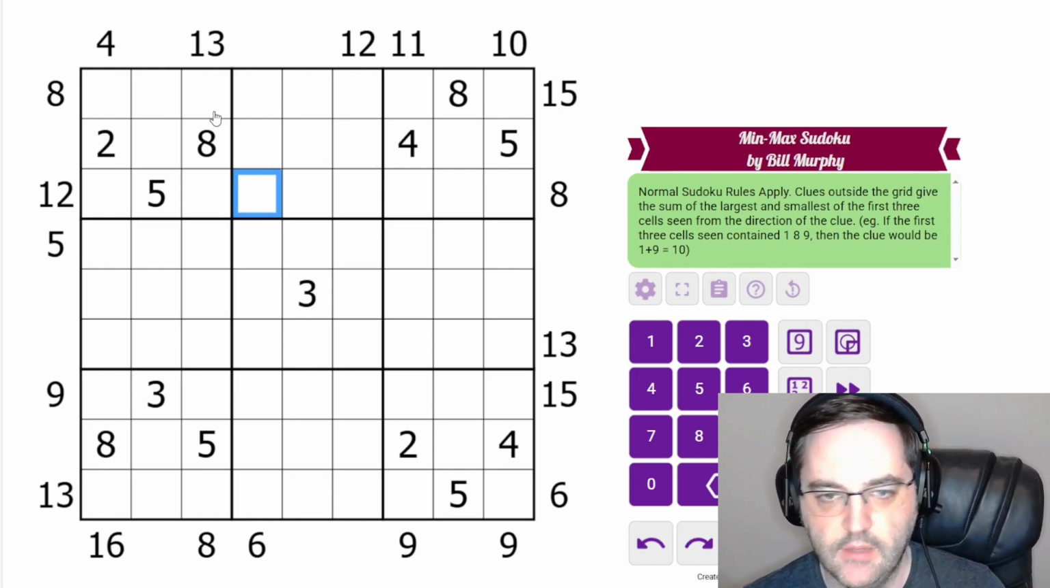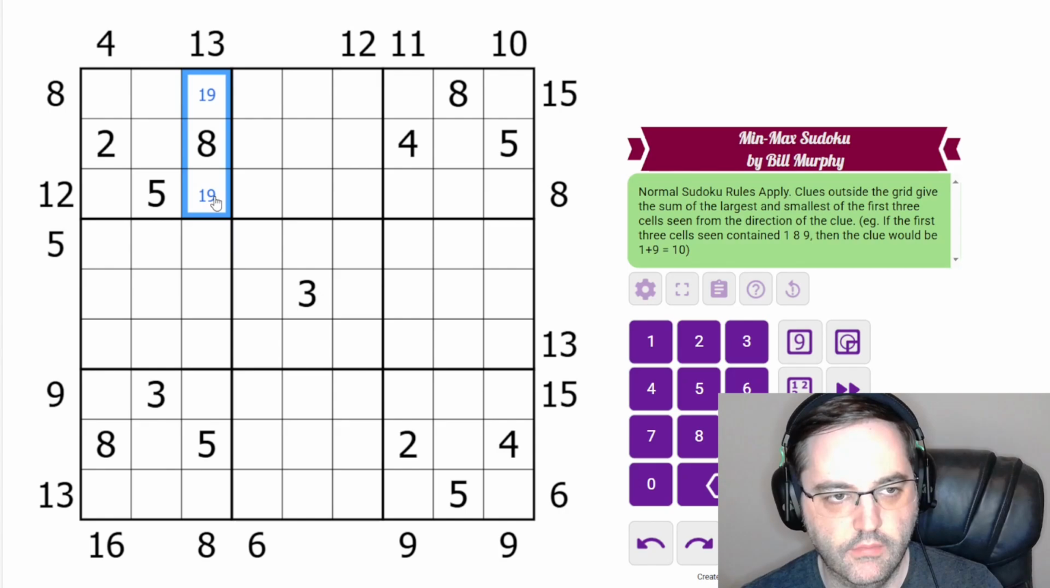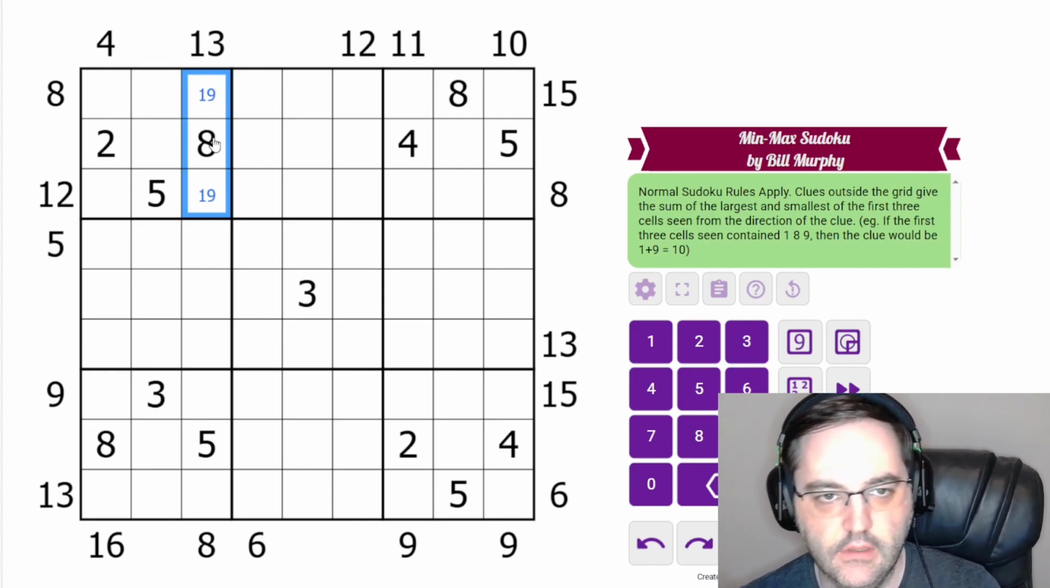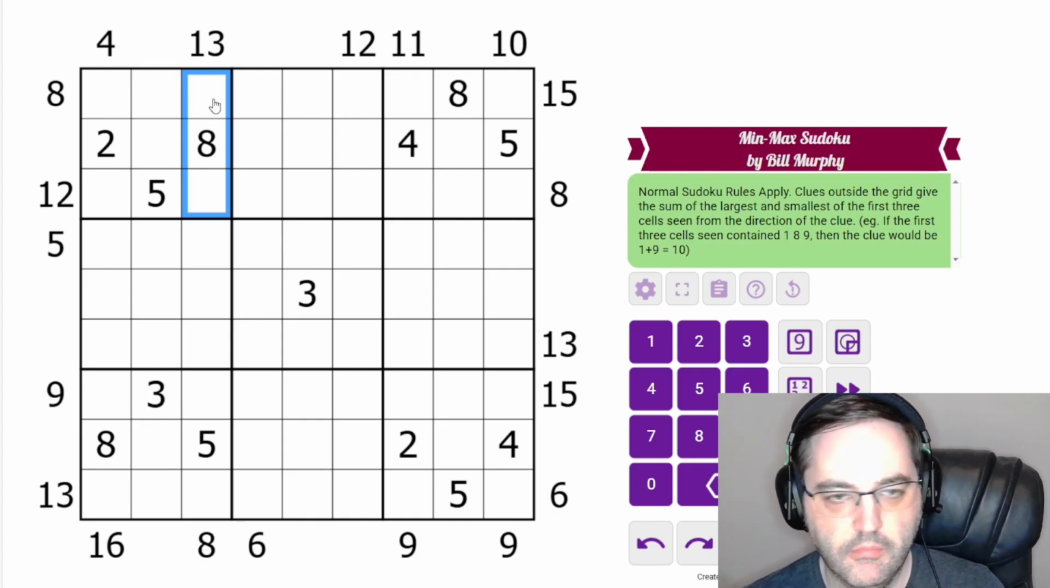Bill gave us an example here of 1, 8, 9 in 3 cells. The clue outside the grid is the sum of the largest and smallest of the 3 digits in the 3 cells next to the clue. So if we had these digits, 1 and 9 sum to 10, so the clue would be 10. It's not 10 in this puzzle, but that's how that works. So these are all going to be the sum of 2 digits, but they do have to be the smallest and largest. We're going to ignore the middle digit.